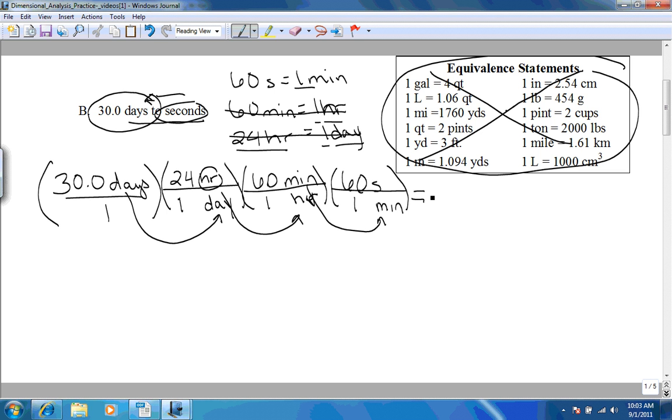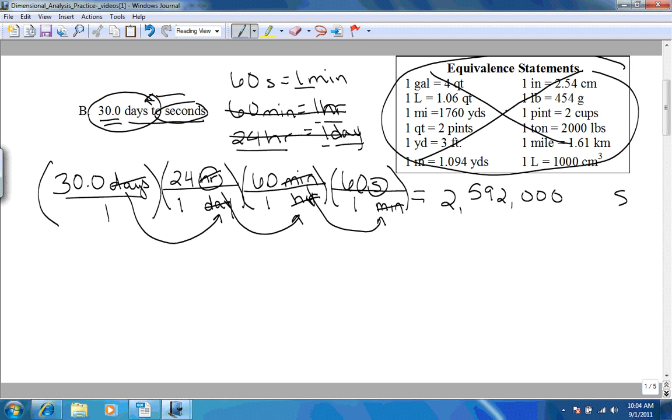And so from here, we can actually start canceling some stuff out. We have days, we have hours that cancel, and we have minutes that cancel. That leaves us with seconds left over. So if we do 30 times 24 divided by 1 times 60 divided by 1 times 60 divided by 1, that comes out with 2,592,000 seconds.